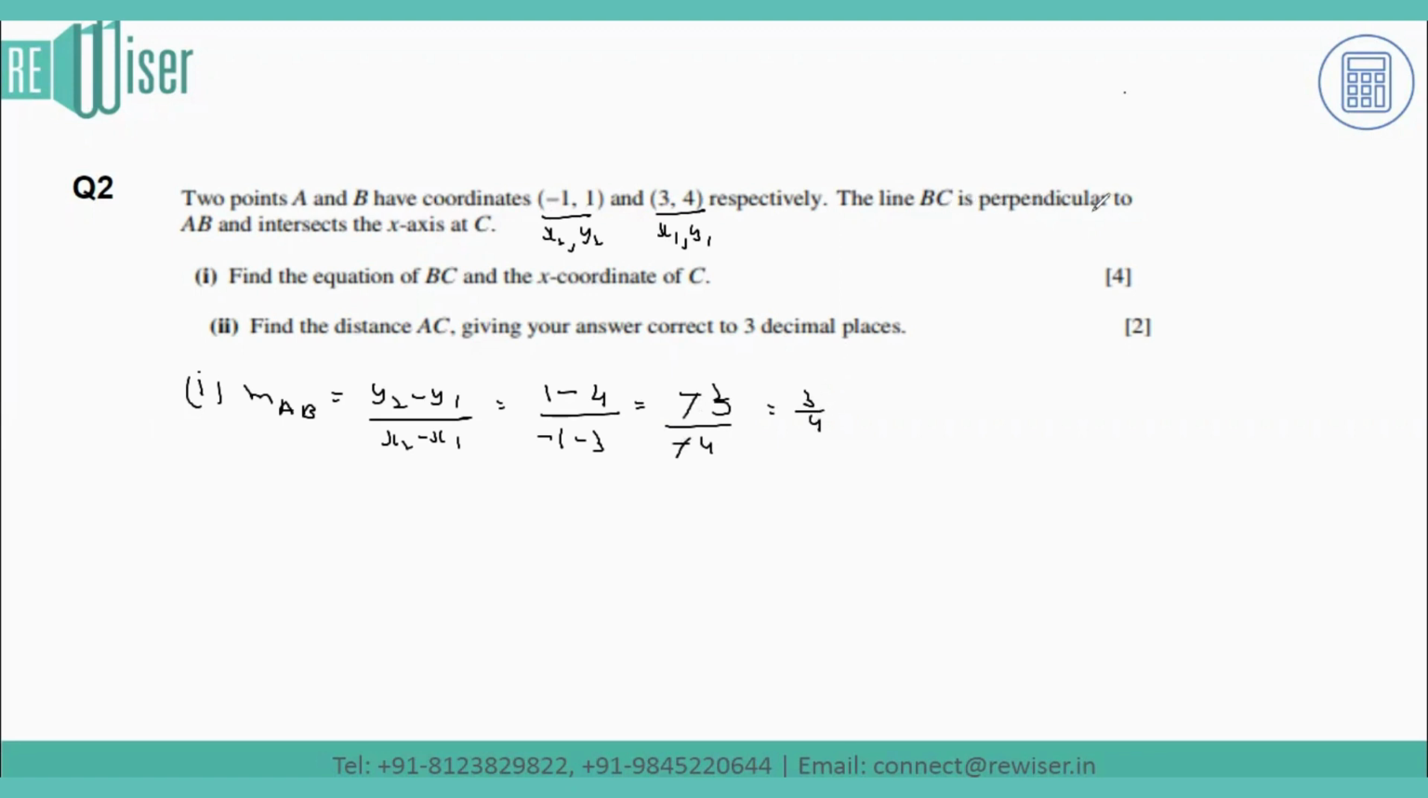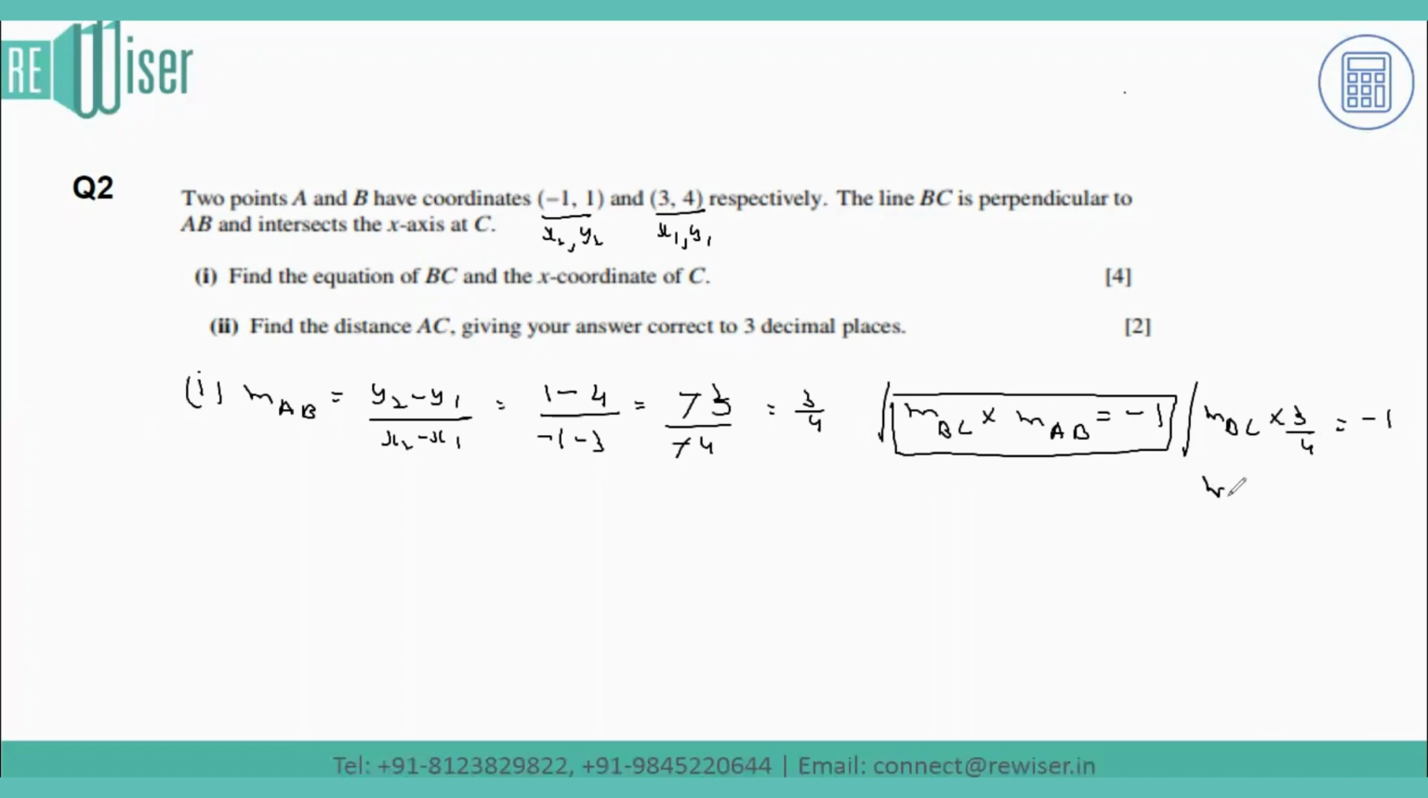Since line BC is perpendicular to AB and intersects the x-axis at C, let the slope of the line BC be MBC. So MBC into MAB should be equal to -1 because these two lines are perpendicular. If I place the value of MAB over here, the value of MBC that I got is -4 by 3. So the slope of the line BC is -4 by 3. And this particular line also passes through the point 3, 4, that's the coordinate for the point B.